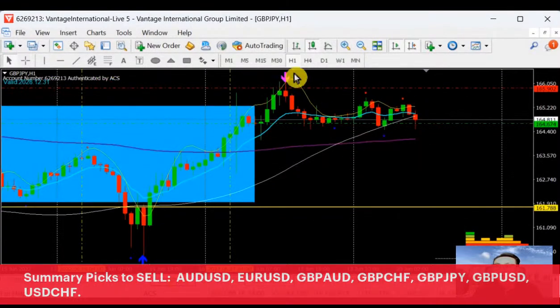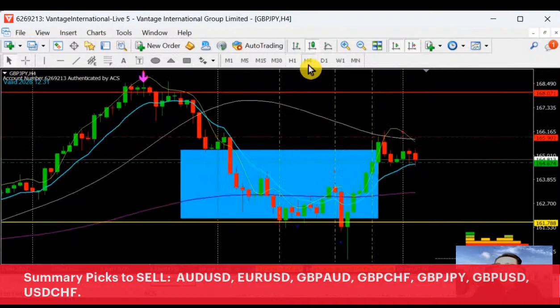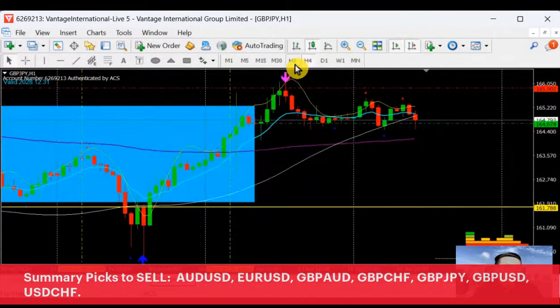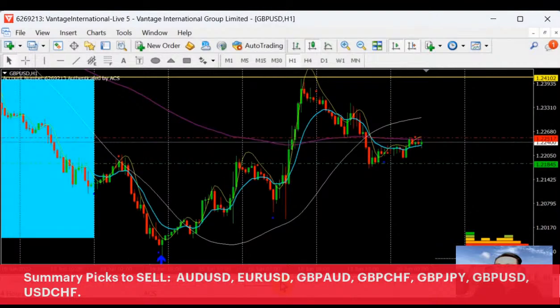So for pound yen, currently, this is not yet. And pound dollar, tentatively, we are already here, in this resistance level already. So tentatively, I'm still waiting for it to come.